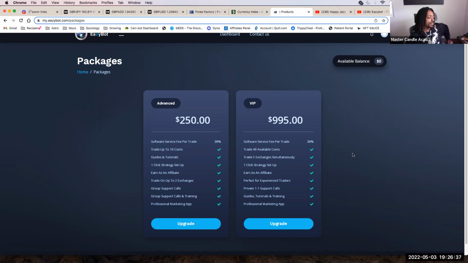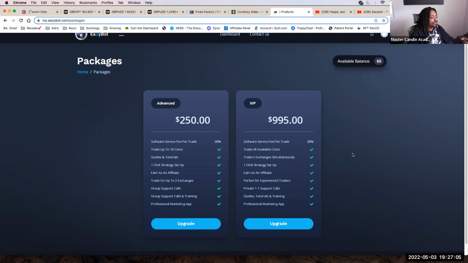The VIP, you can trade all the coins, right? So when you upgrade at 250, you can trade 10 coins. At 995, let's say an exchange has 50 coins, you could trade 50 coins, right? The bot would trade up to 50 coins for you. Of course, you would need an account size to trade 50 coins, but it's doable. That is something that is available to you.